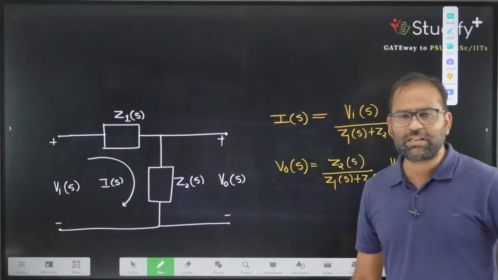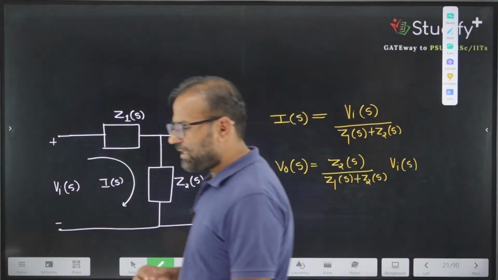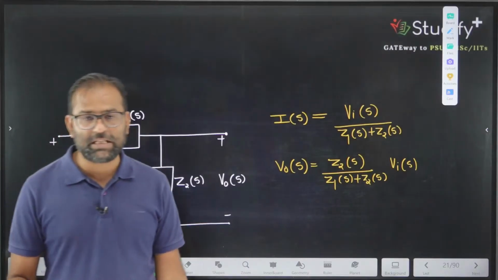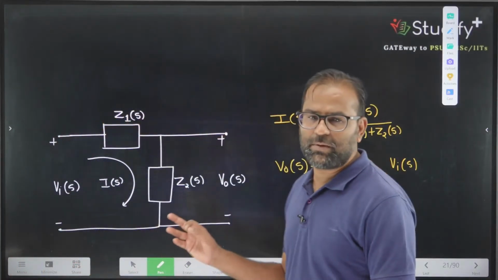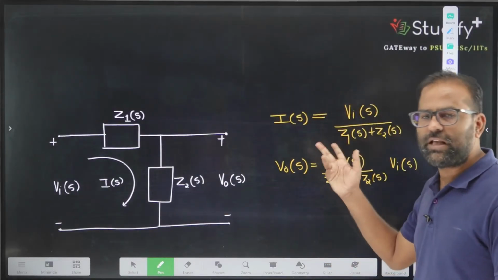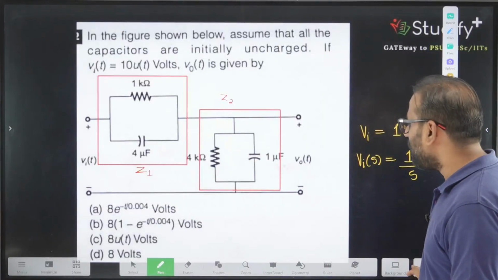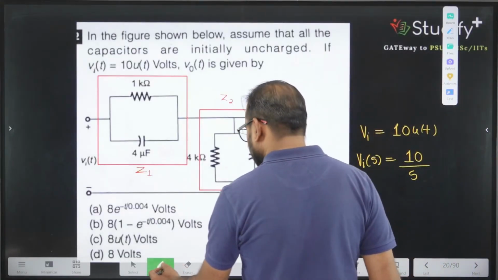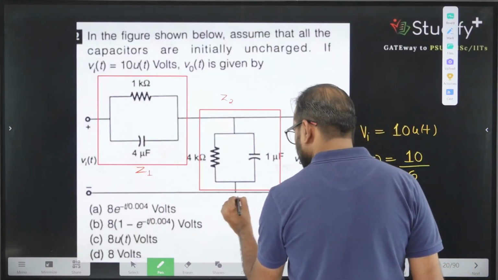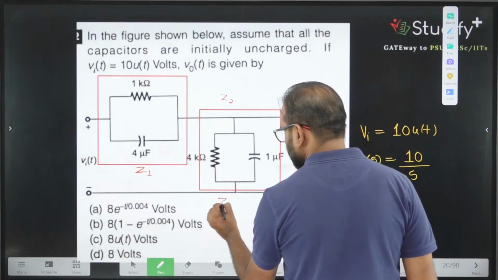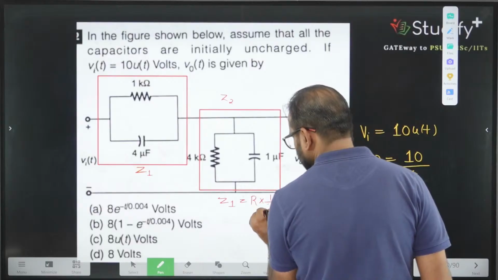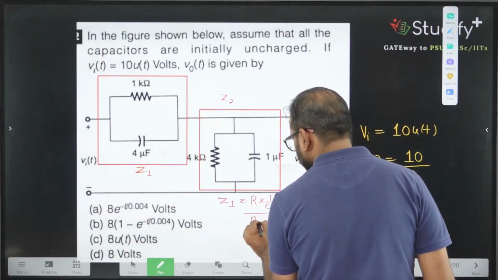So now what do I require? I require Z1 and Z2, and as soon as I find the values of Z1 and Z2, I will be able to calculate the answer. So first we have found that variable, and now we will take the inverse Laplace transform of that variable. Now what is the value of Z1 and Z2? Can I say here it is the parallel combination of R and C? So if initial conditions are 0, Z1 can be written as R into 1 by CS divided by R plus 1 by CS.